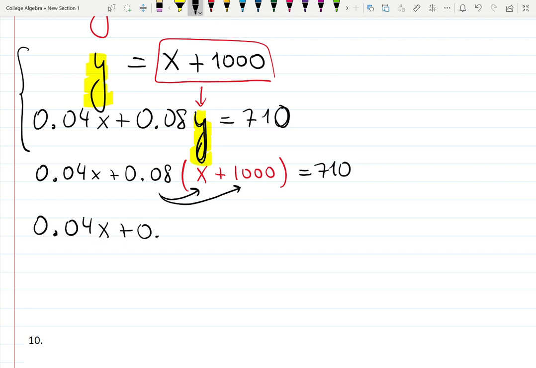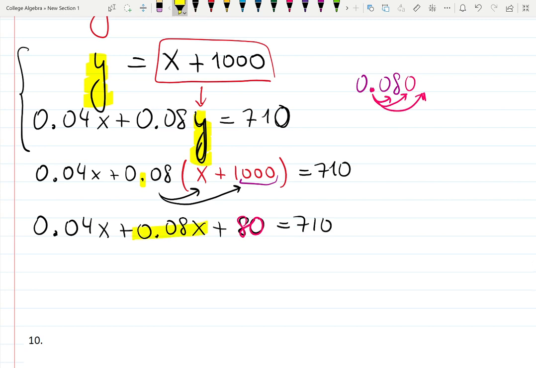0.04X plus 0.08X plus 0.08 times 1,000 is 80. Do you know how I know this? I will show you. 0.08 times 1,000. Count how many zeros you see. 3. So it means you need to move the dot 3 times. 1, that's 0.8. 2, that's just 8. 3, that's 80. Makes sense? So that's how I know. That's how I learned it. So now it's going to be 80, equals 710.